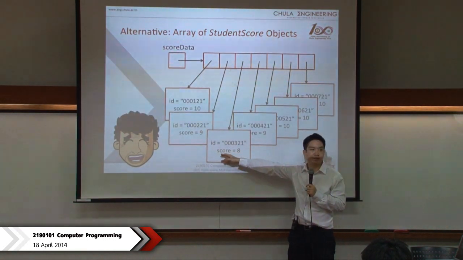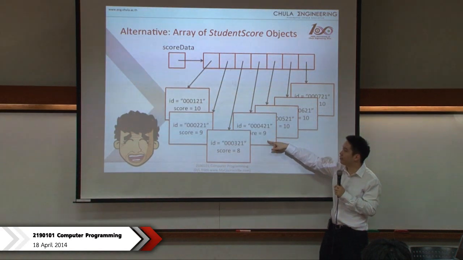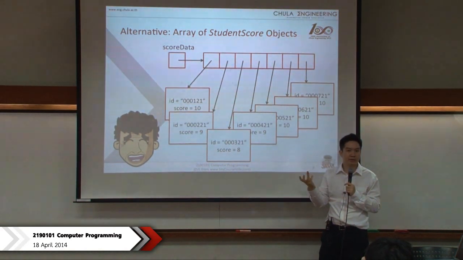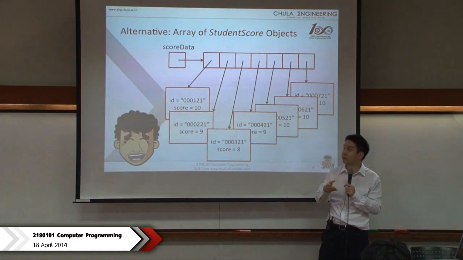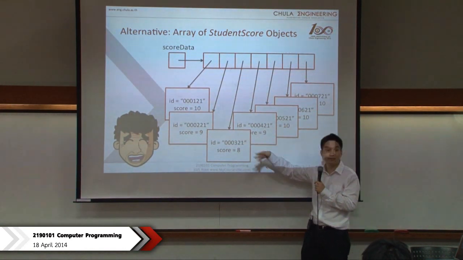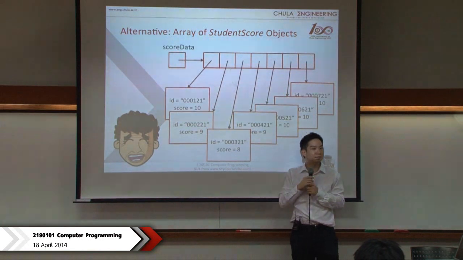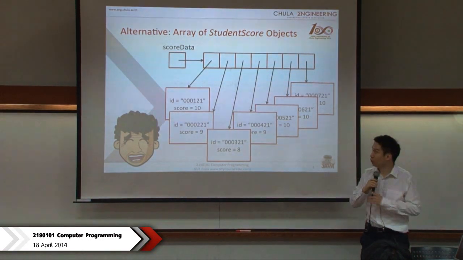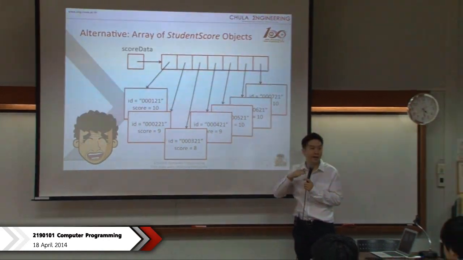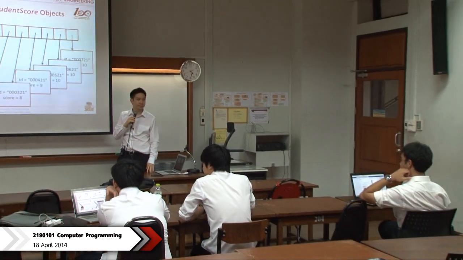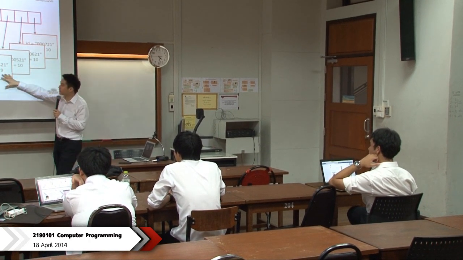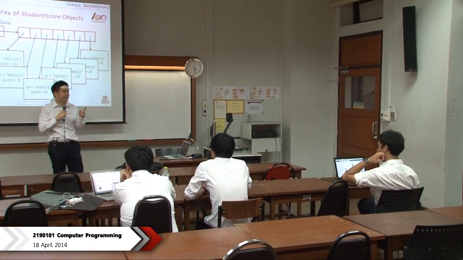What is the data type for score, do you think? If you were to design this program, what data type would you use to store score? Int, right? Because it's just an integer. How about ID? What would you use for ID? Siriwat? What would you use to store the student ID? Just the student ID. String, right?